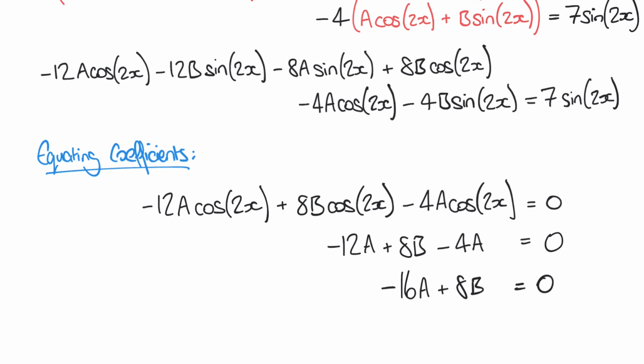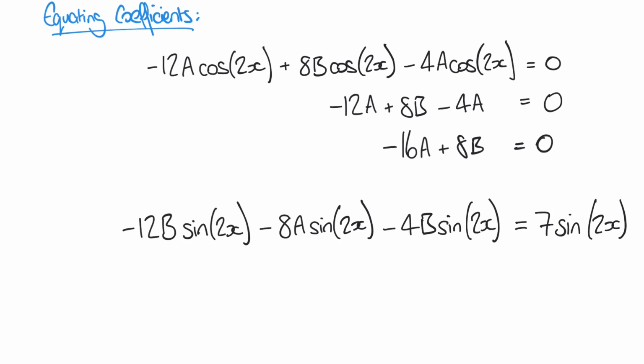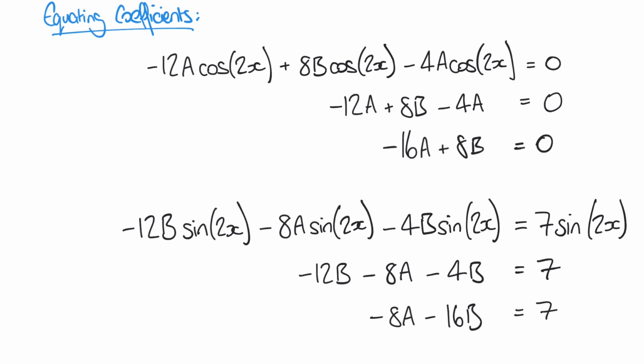Similarly, what we've left behind were the sine terms from the original equation, and the total of all of the sine terms must add up to 7 sine 2x, because that's what we're left with on the right-hand side. And so we have minus 12b sine 2x minus 8a sine 2x minus 4b sine 2x equals 7 sine 2x. And again, we can divide both sides by sine 2x. We're left with minus 12b minus 8a minus 4b equals 7, which simplifies down to minus 8a minus 16b equals 7.